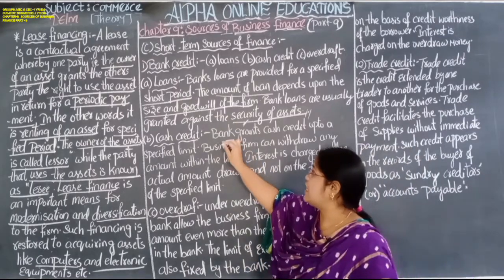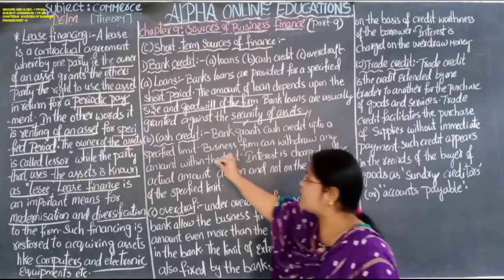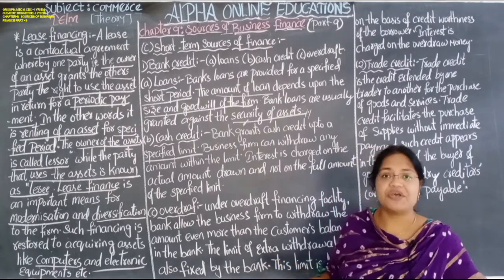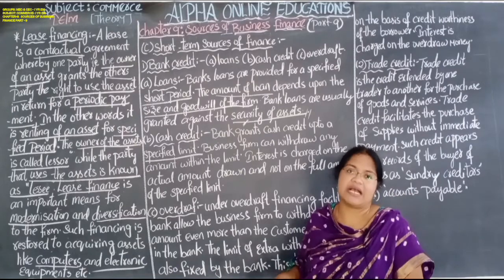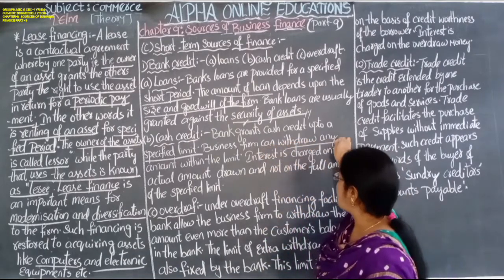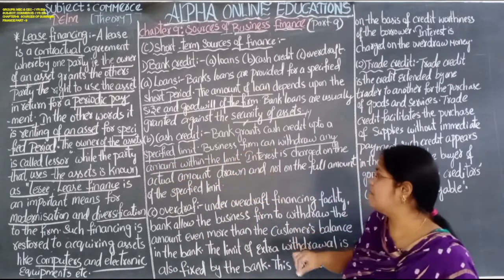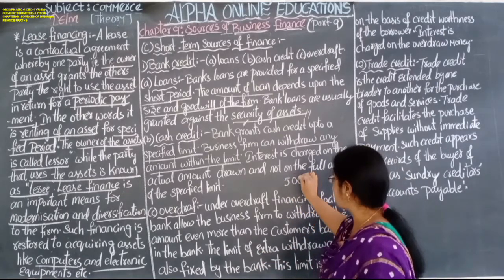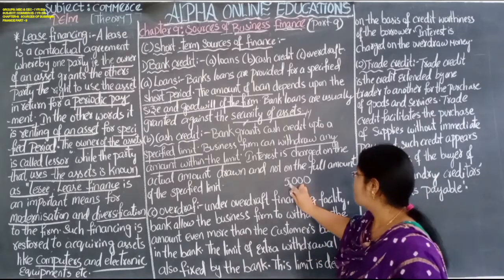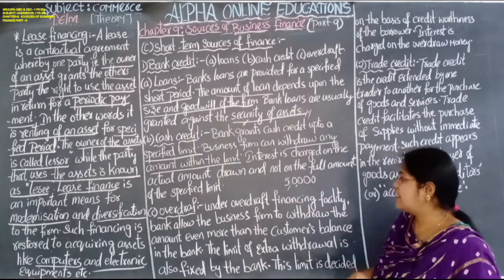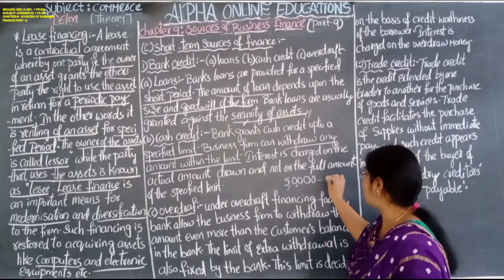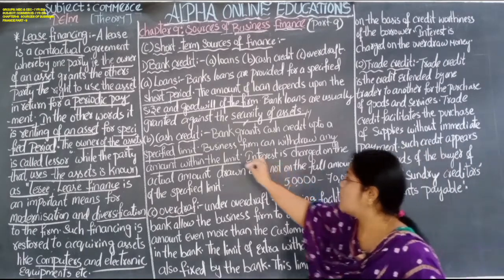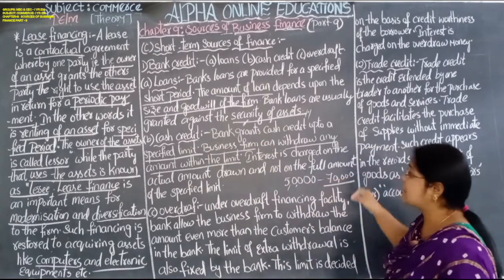Okay, next, cash credit. Banks grant cash credit up to a specified limit. Means you can withdraw cash even though you don't have that balance in your account. Business firms can withdraw any amount within the limit. Interest is charged on the actual amount. For example, a business has only 50,000 rupees in the account, but needs to draw 70,000 rupees.